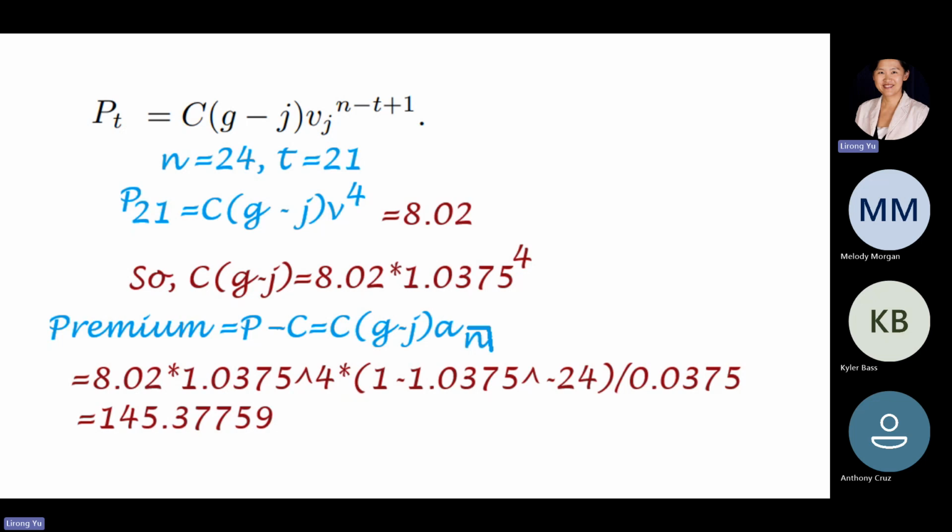So then we realize that this thing is not giving a whole lot of information. We already know the V. V is 1.0375 to the power of -4, right? V^4. But then you can move this over to the other side. V is a negative power, but if you multiply both sides by the negative of the negative power, it's a positive power. So we can see that C times (G minus J) can be calculated just from the P_T information.